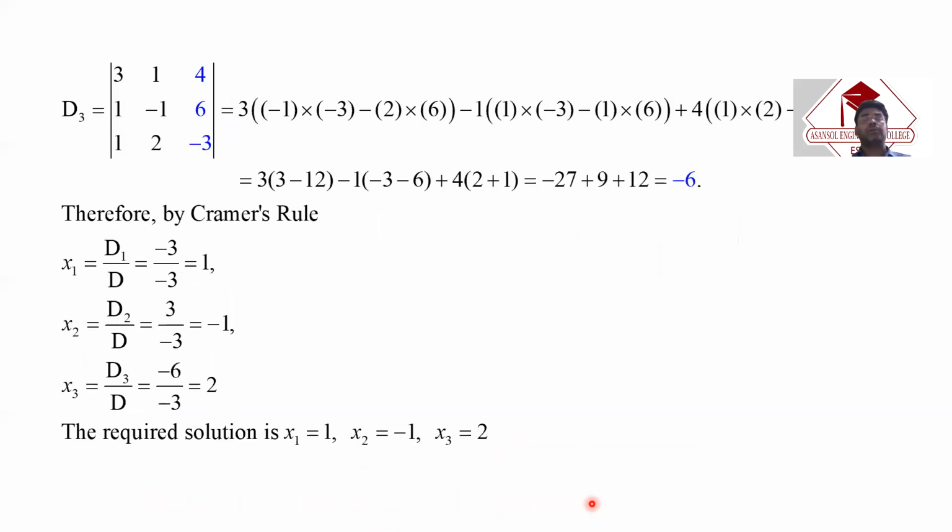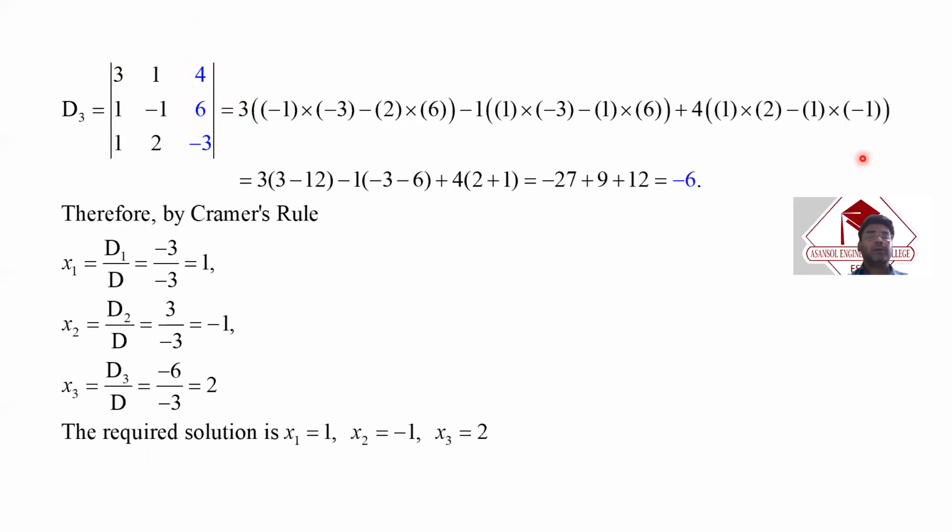Now D3. So same, D3 is also coming from D by replacing the third column by 4, 6 and minus 3. So that's why I'm using multicolor so that you can understand. First column and second column remain the same as D, but the third column of D is replaced by 4, 6, minus 3. Okay. Now simplify. Already you know how to calculate.